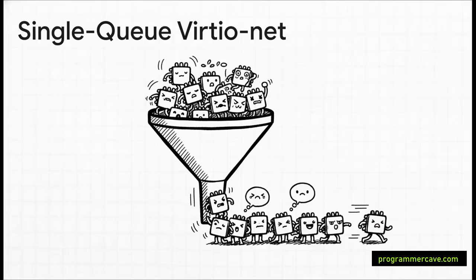And that's the technical reality of the single queue virtio-net bottleneck. You can give your guest VM a ton of virtual CPUs, but if they all have to get in line to use a single network queue, your performance is never going to scale. The VM itself becomes the bottleneck, no matter how fast or optimized the host machine is.